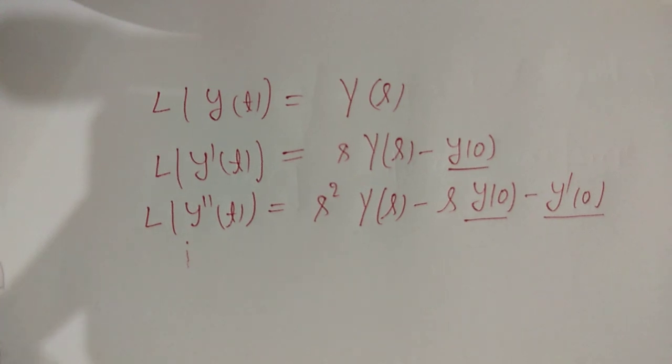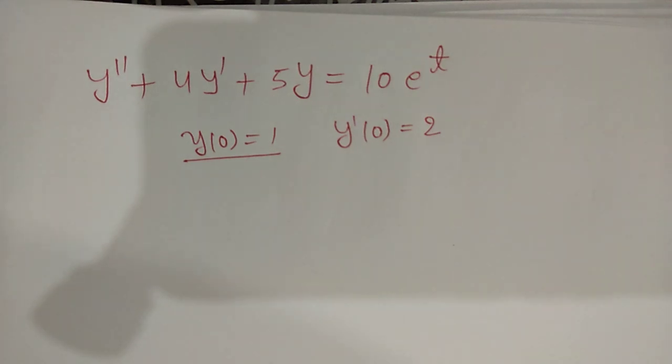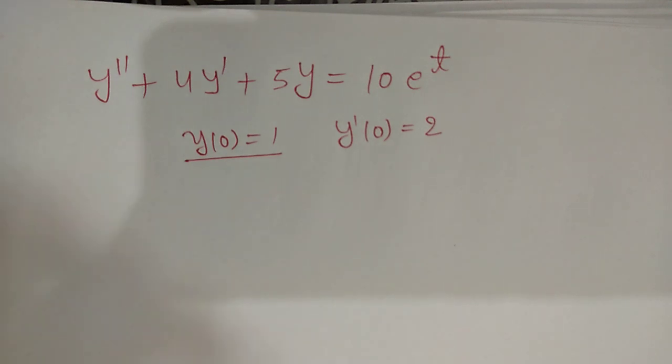Let us start with one problem. This is the given differential equation: y'' plus 4y' plus 5y equals 10 e to the power t, and the initial conditions are given: y(0) equals 1, y'(0) equals 2. This equation we can even solve using variation of parameters or method of undetermined coefficients. But let us see how to apply the Laplace transform and get the solution directly without getting the complementary function and particular integral.